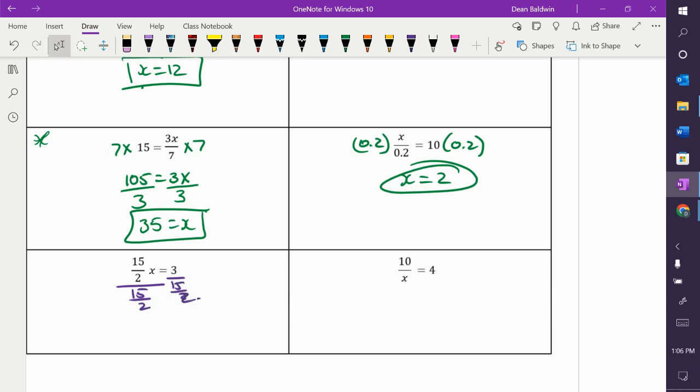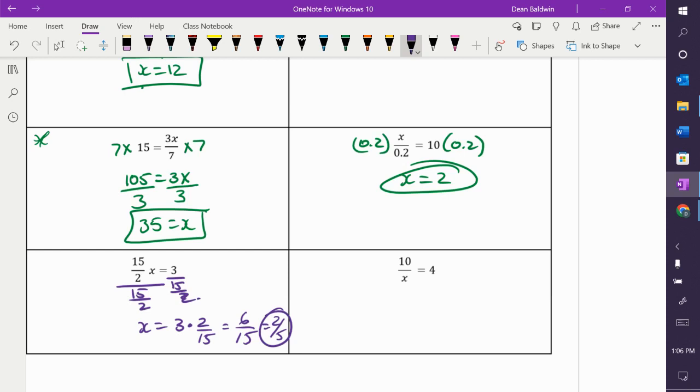This is the way I wouldn't do it, but this is one way to do it. So how do you divide fractions? You flip the second one. So all that cancels and I get x is equal to 3 times 2 over 15, which is 6 over 15, which is? Nice. Okay. I wouldn't do it that way.